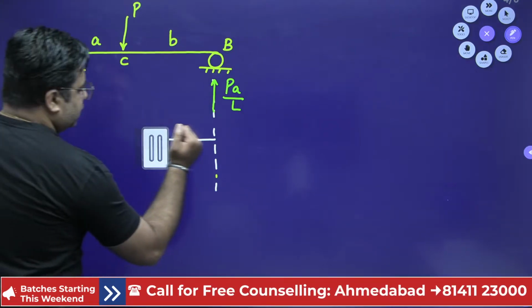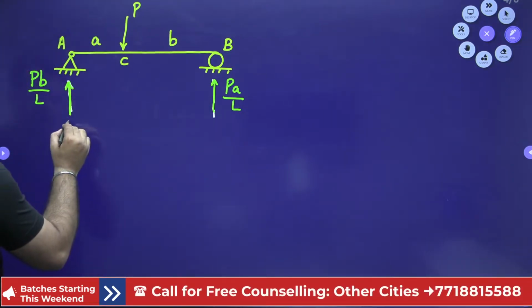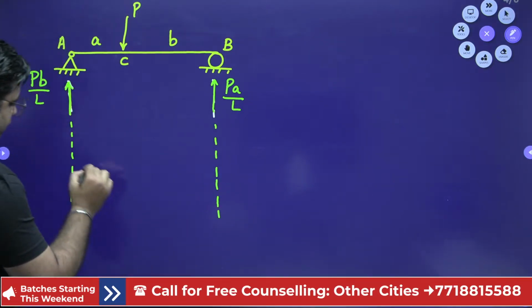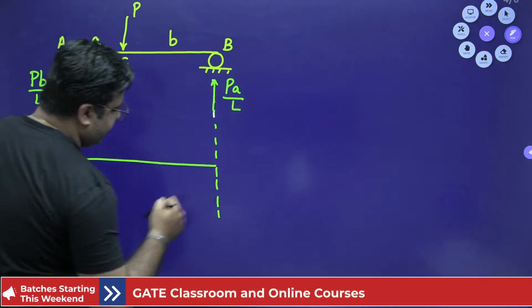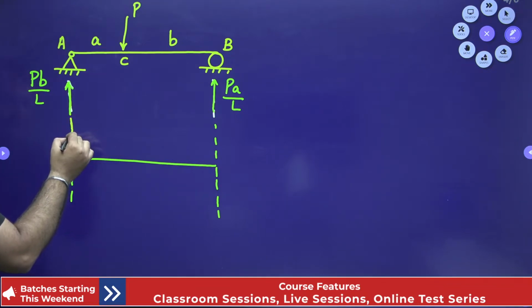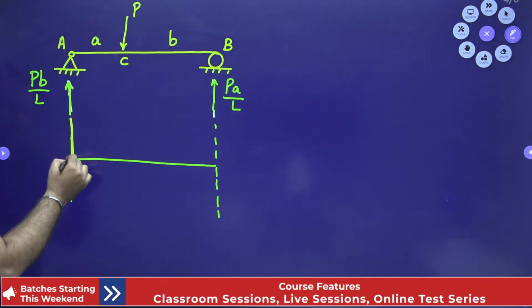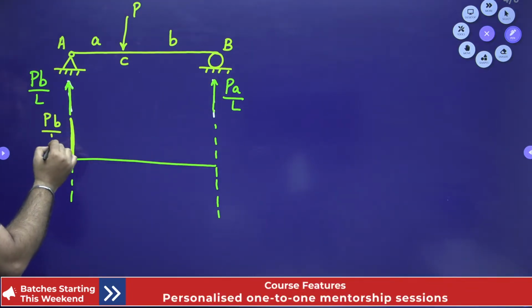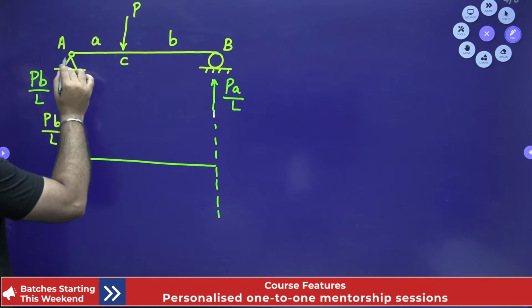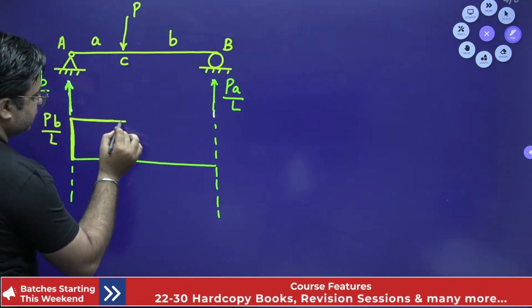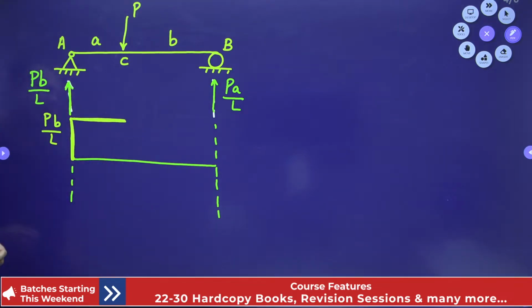So if I need to draw the shear force diagram, at point A, I need to move up by the amount of PB by L. This is PB by L, right? From A to C, since there is no load, therefore the shear force diagram will be constant like this. This is from A to C. Since there is no load, the shear force diagram will be constant, okay?